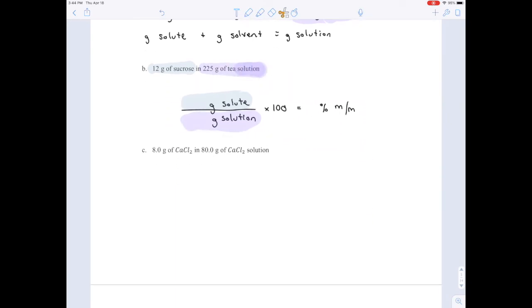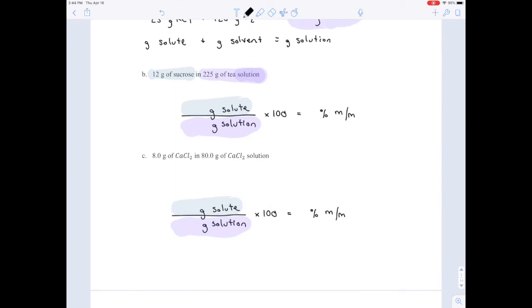Okay, so we have 12 grams of solute, 225 grams of solution. So 12 divided by 225, enter, times 100, enter. Looks like this is around 5.33% by mass sucrose. So that you'd have around 5.33 grams of sucrose in every 100 grams of the solution.